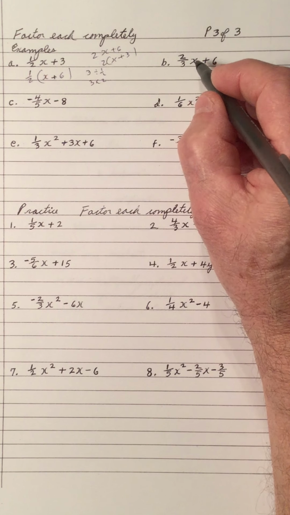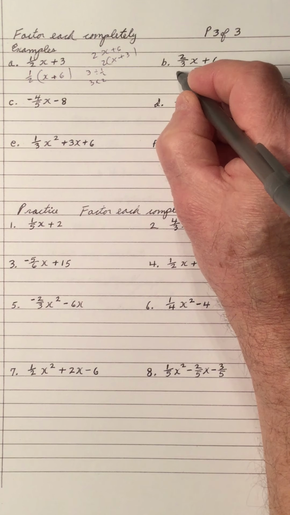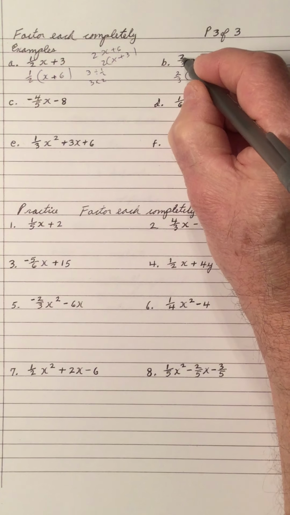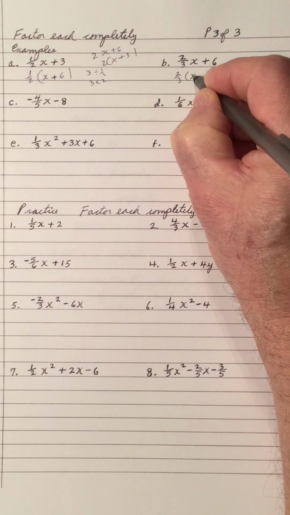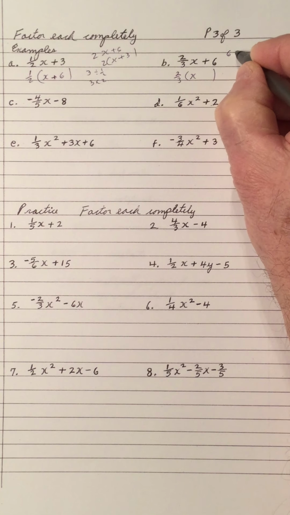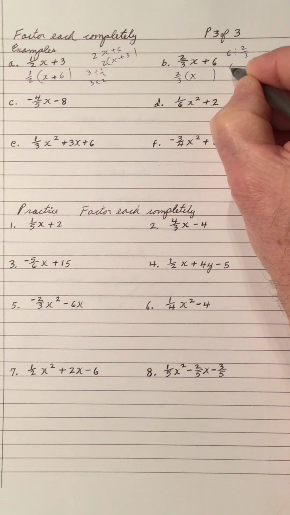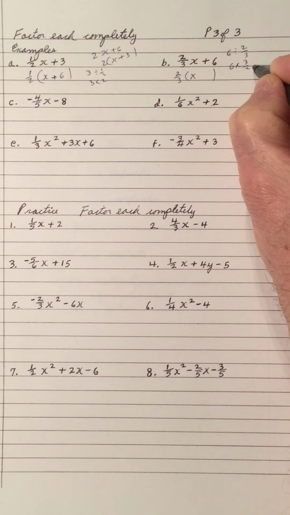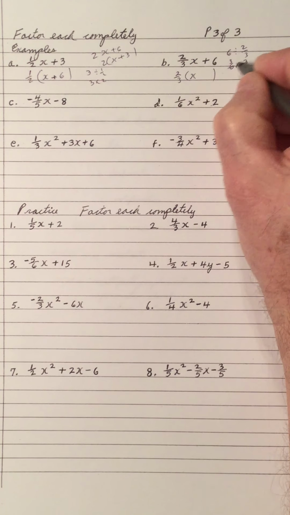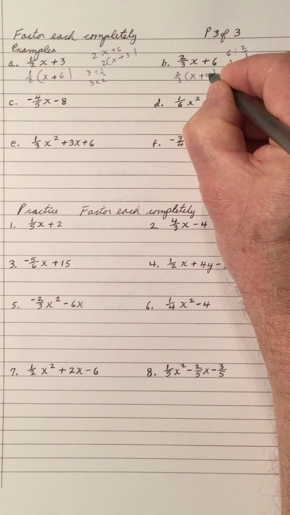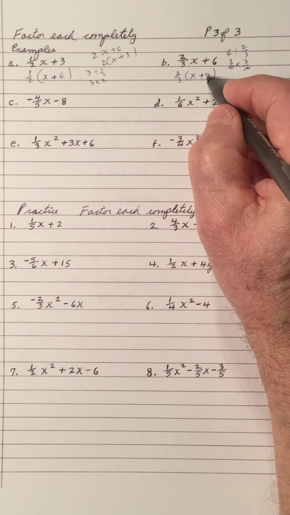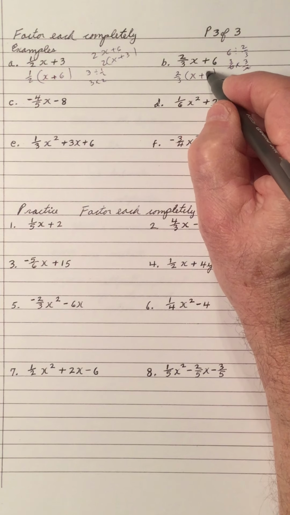B, we've got 2/3 x plus 6. So the 2/3 is going to be my GCF. So 2/3 divided by 2/3 is 1. There's the 1, understood, 1x. So what is 6 divided by 2/3? That's 6 times 3 over 2. 2 into 6 goes 3, and 3 times 3 is 9. And again, 2/3 times x, 2/3. 2/3 of 9. 3 into 9 goes 3.